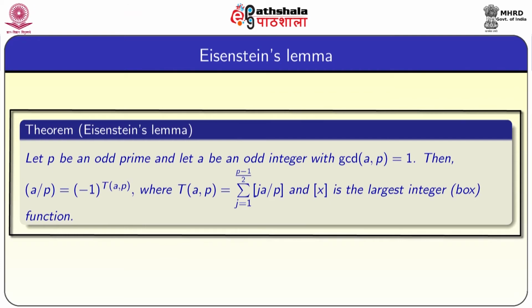Eisenstein's lemma says that let p be an odd prime and let a be any odd integer with gcd(a, p) equal to 1, then (a/p) is equal to (-1)^T(a,p), where T(a,p) is defined as the summation over j equal to 1 to (p-1)/2 of floor(ja/p), where floor(x) denotes the largest integer less than or equal to x, also called the box function or greatest integer function.